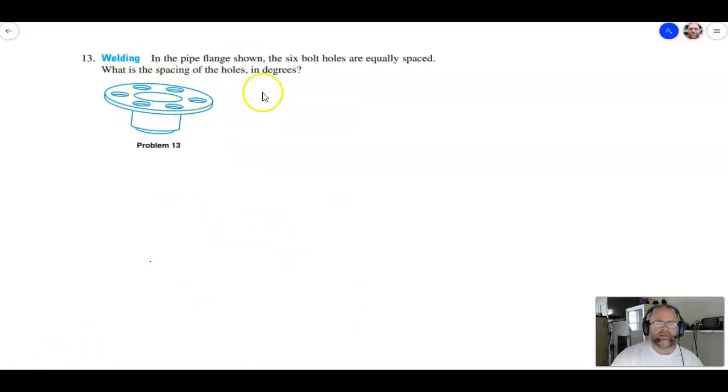And finally, let's see if we can solve this problem here. It says in the pipe flange shown below, the 6 bolt holes are equally spaced. What is the spacing of the holes in degrees? So I'll give you one hint before you try this. Remember that a complete circle is 360 degrees. So go ahead, pause the video, see if you can solve that, and then we'll walk through the solution.